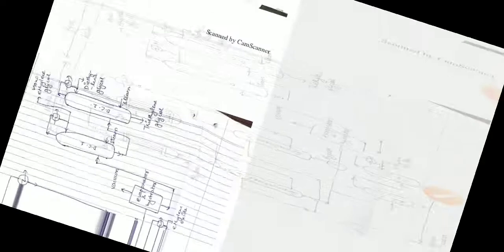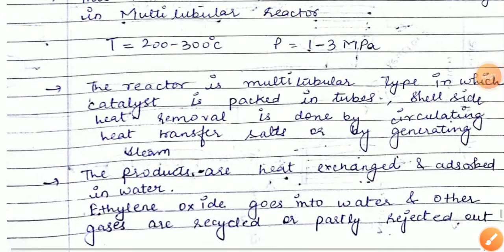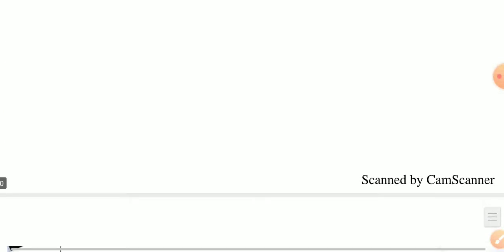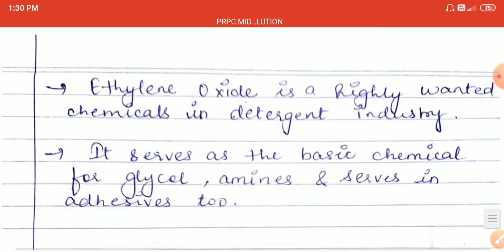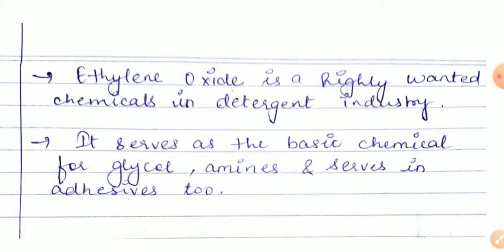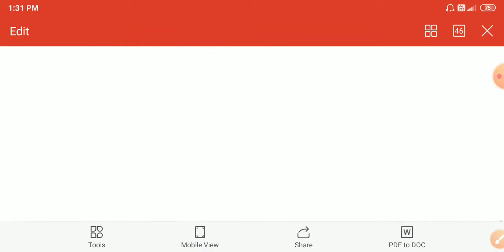Now let us see the main distillation part. Ethylene oxide is a widely wanted chemical in the detergent industry. It serves as the basic chemical for glycolamines and is also used in adhesives.